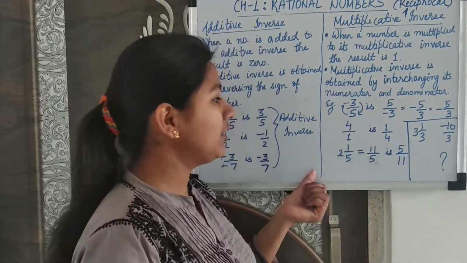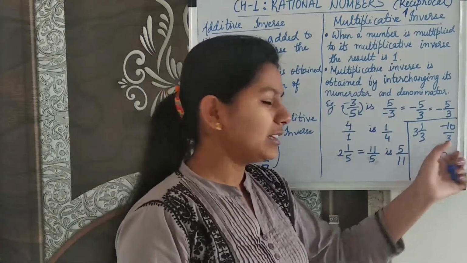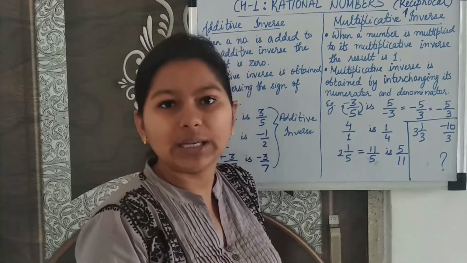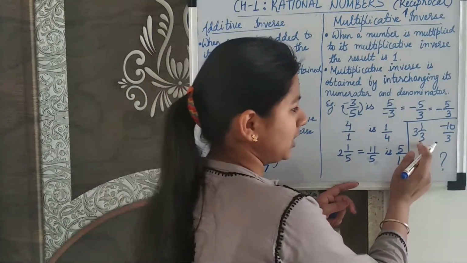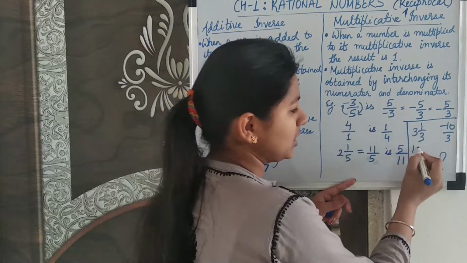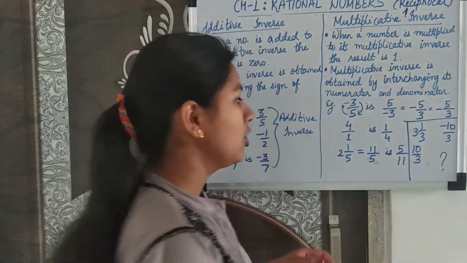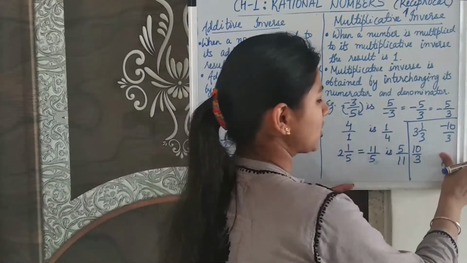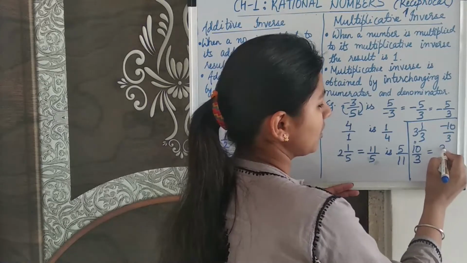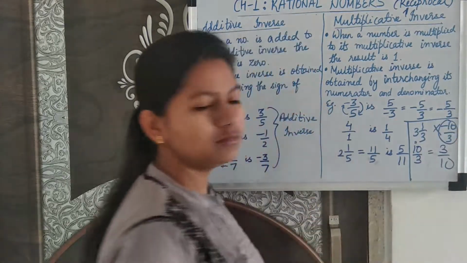In multiplicative inverse, there is no change of sign. So definitely this will not be the multiplicative inverse. Now what will be the multiplicative inverse? When you convert this to improper, 3 3s are 9, 9 plus 1, 10 by 3. So this is the actual number. So its multiplicative inverse will be 3 upon 10, not this.